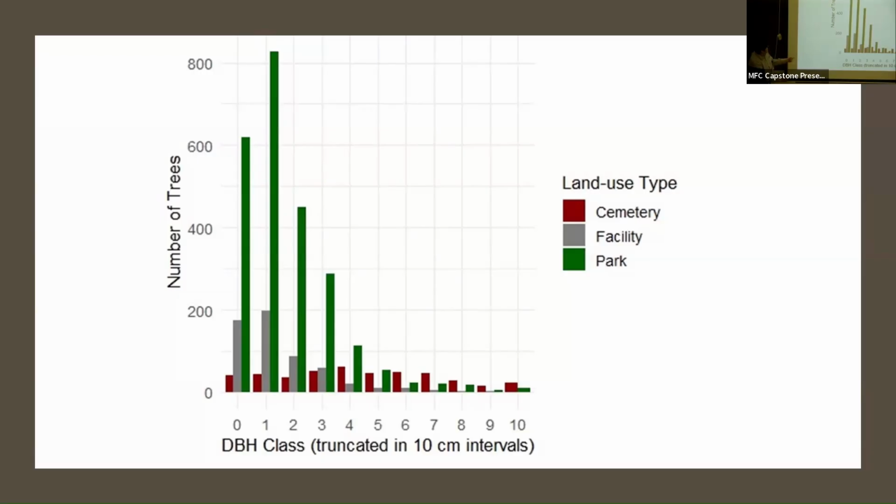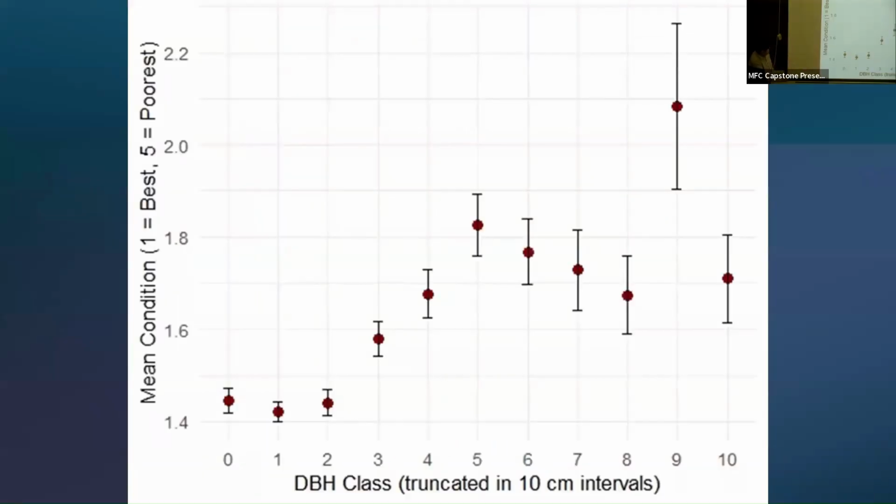As you can see, a lot of the younger trees are in parks, whereas a lot of the older trees are in cemeteries. And here you can see as the DBH class increases and the trees get older, the condition rating goes up, which actually means that as the trees age and grow bigger, the condition worsens.